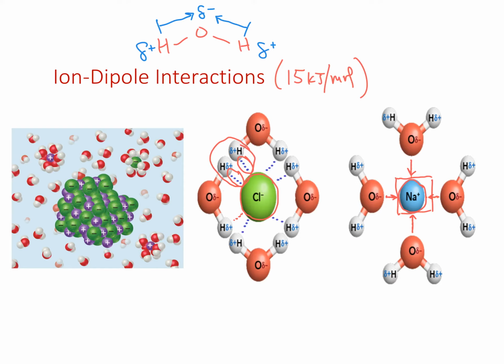So to have ion-dipole interactions, you need to have ions in solution. We need to have something ionic in solution as individual ions.